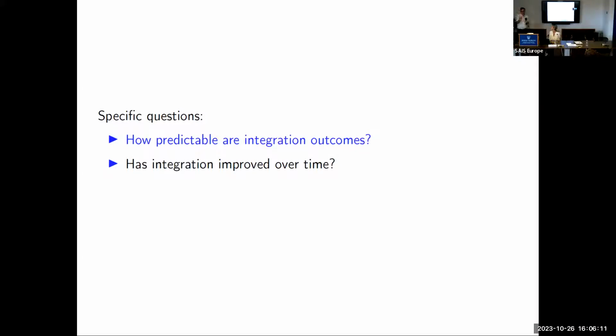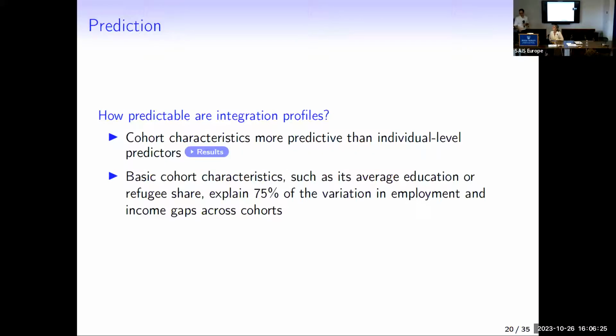And so one question you might ask is, if a new group arrives, can we guess how well that particular group is doing? And I think the short answer is yes, to some extent, it's quite predictable. If I say predictable, you might ask, predictable based on what?